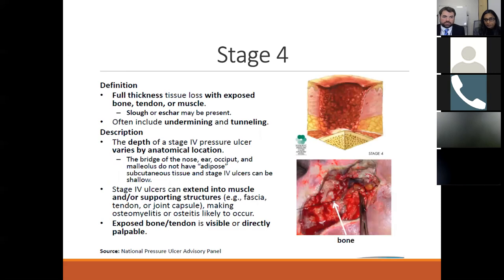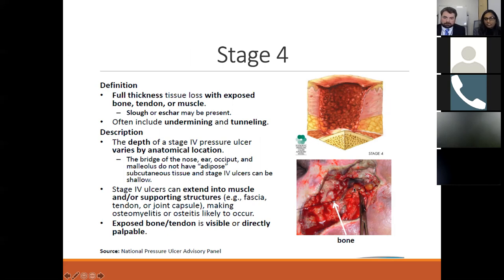And stage four. So this is full thickness with exposed bone, tendon, or muscle. And so in this picture, you can see it points out the bone. Sometimes it's hard to see, and that's why they need to take a probe and kind of push in there, or you put a glove on and stick your hand in there. And it looks like bone right there, yeah.